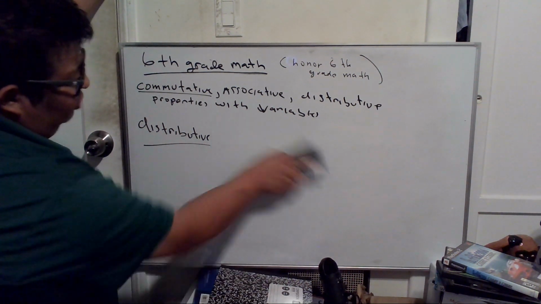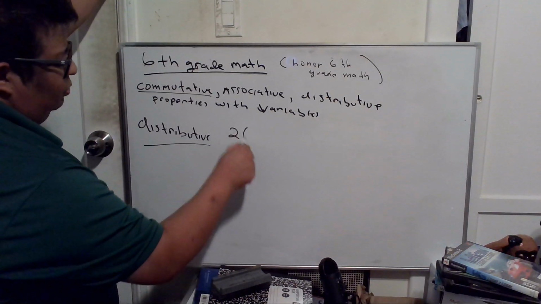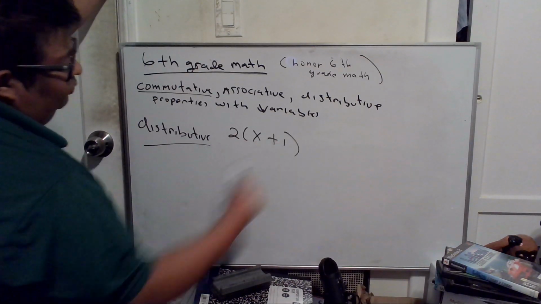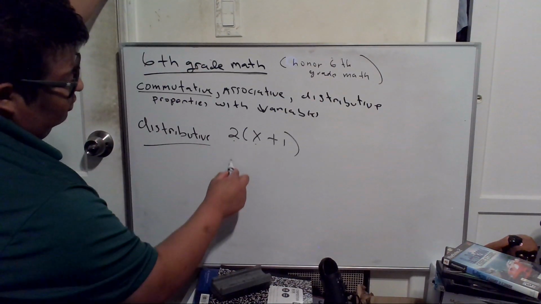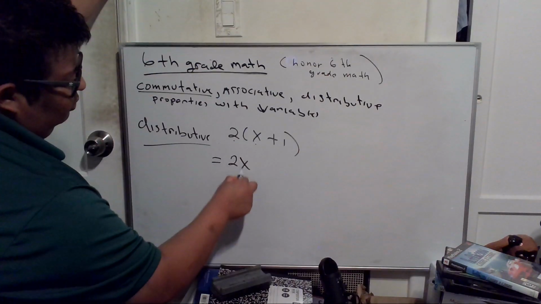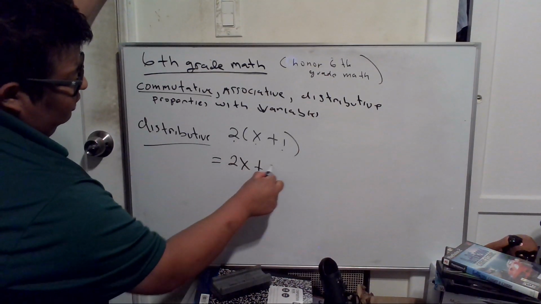One more, and I'm gonna show you a different way you're gonna see this type of distributive. So you have 2 times x plus 1. Okay, so now 2 times x is equal to 2x, and then 2 times 1 is 2.